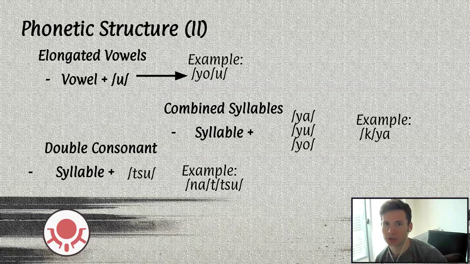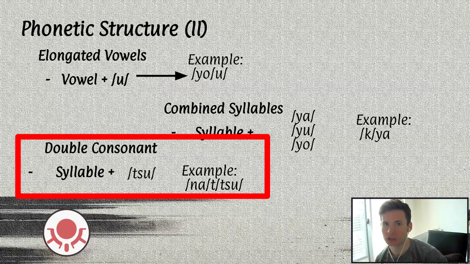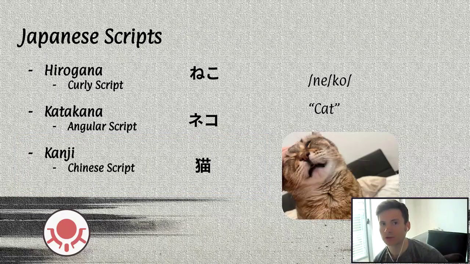Finally, you can have a long consonant by using a small tsu character. So as you see on the bottom here, the tsu sound can make the next consonant longer. So in the case of natsu, we can say natsu, natsu, or natto, which effectively just makes a longer second consonant. Now, when writing down these different letters, there are 3 different scripts that the Japanese have.